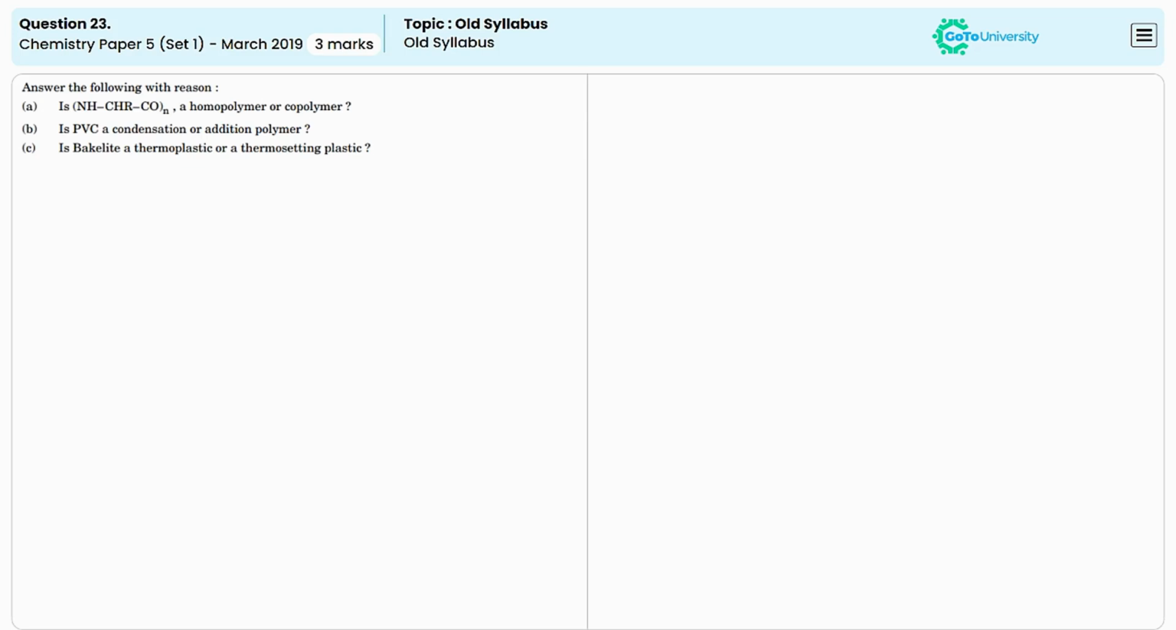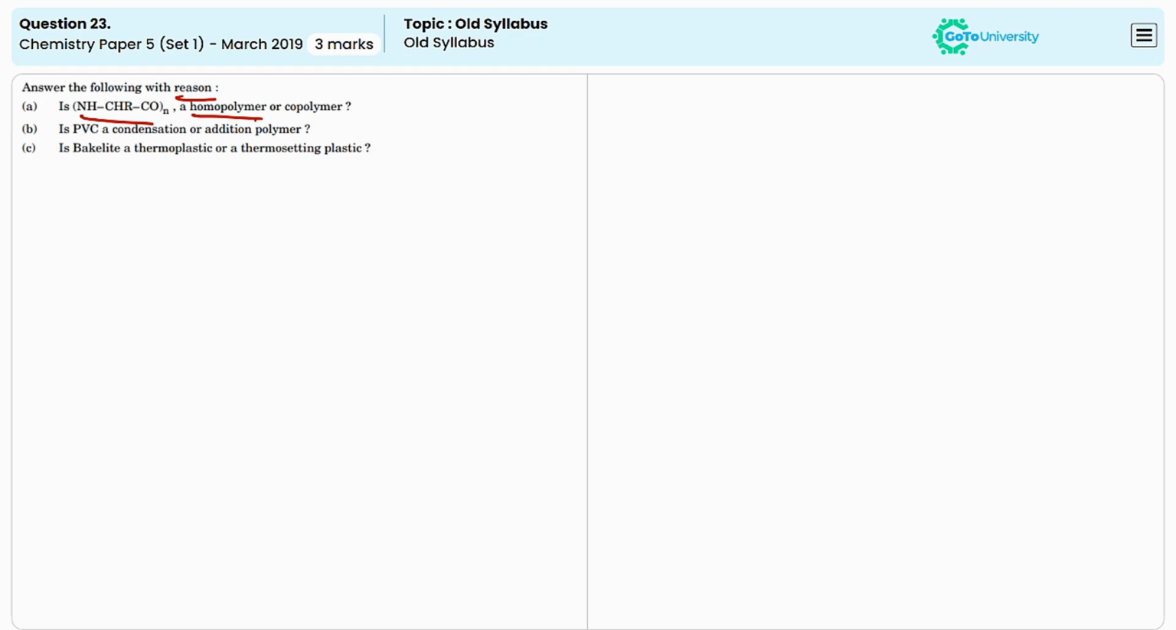Here the question is to answer the following using proper reasons. The first one is a polymer is given and we need to predict whether this is a homopolymer or copolymer. A homopolymer is a polymer formed from only one type of monomer unit. All the repeating units in a homopolymer are identical.